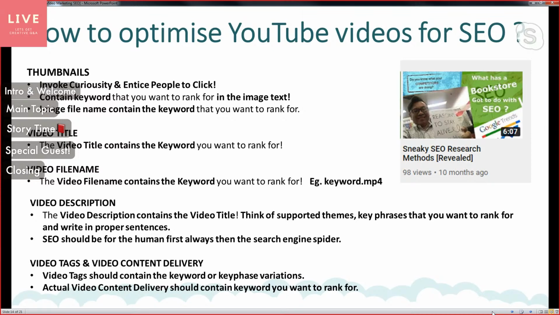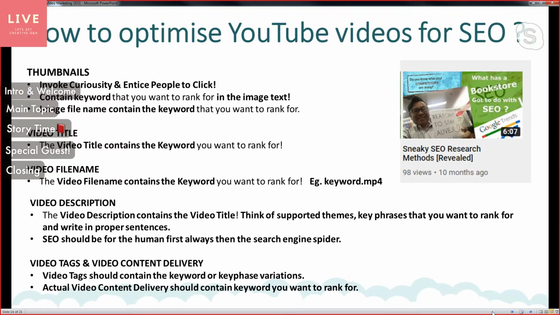Video text enables people to search, because text enables YouTube to classify your videos under particular topics. So this has to be also chosen carefully. And the actual video content delivery should contain the keyword that you rank for.